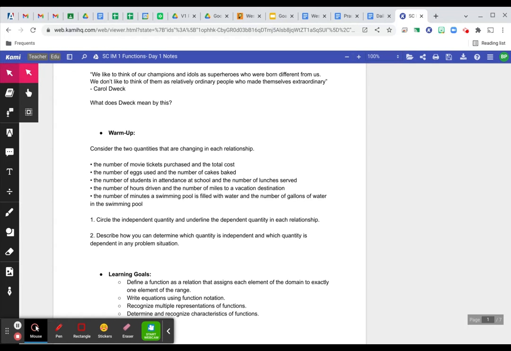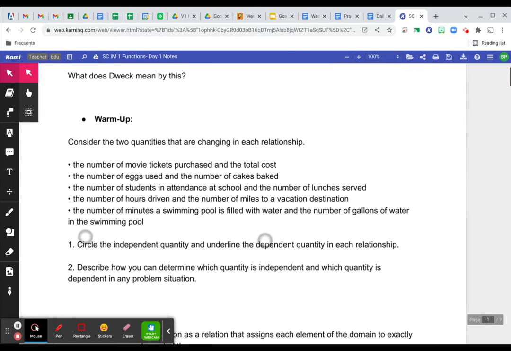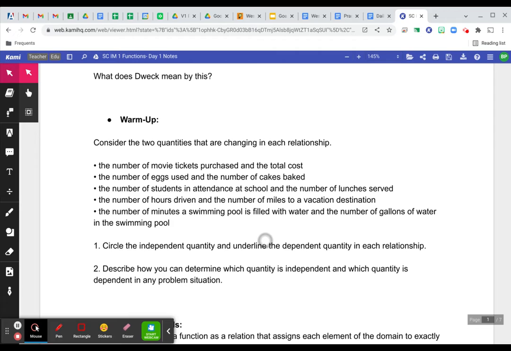Now, you can think about the relationship between two quantities as, well, there's a direct relationship, there's somewhat of a relationship, there's no relationship. That's when we start talking about regression and stats. But here, we're talking about things that do have a relationship between each other. So obviously, when you're looking at the number of movie tickets that you purchase and the total cost, the more movie tickets that you purchase is going to have a direct effect on the total cost, right? So as you purchase more tickets, the total cost will increase.